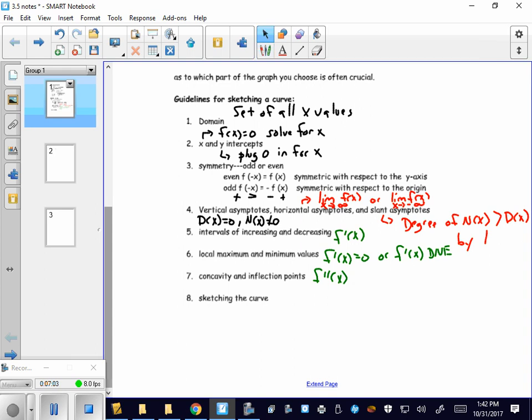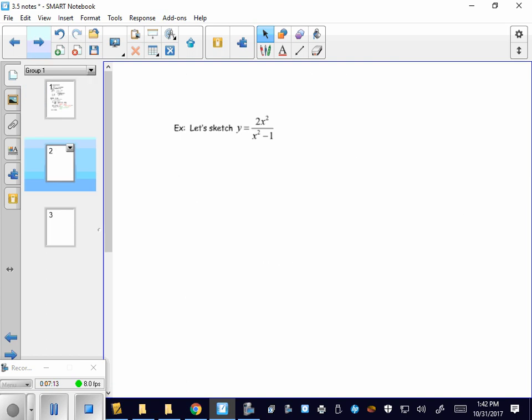All right, so let's go to our first example. We'll kind of refer back to this stuff. I probably won't flip the page back and forth. You guys will have a copy of that in front of you as you do these. At least hopefully you will. We're going to sketch the curve y equals 2x squared over x squared minus 1.